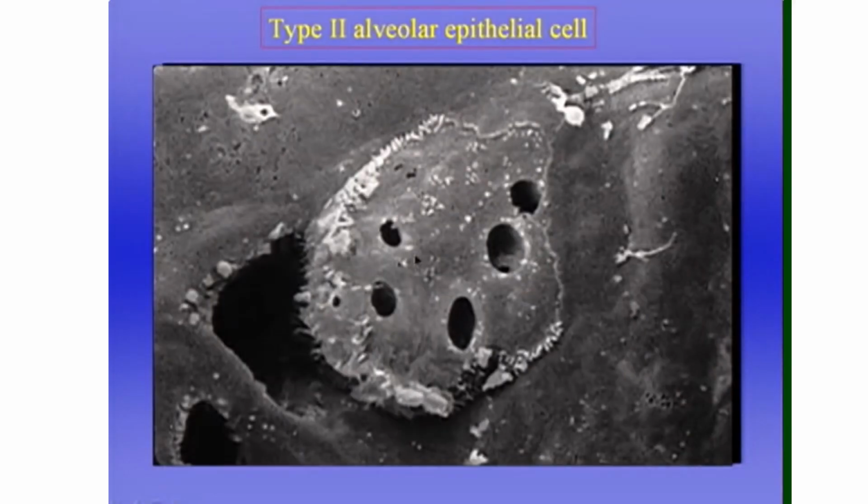So the type 2 alveolar epithelial cell is a highly metabolic cell. It's producing this surfactant, and it's quite different, as we can see, from the type 1 cells. Incidentally, we can see type 1 cells around them here.